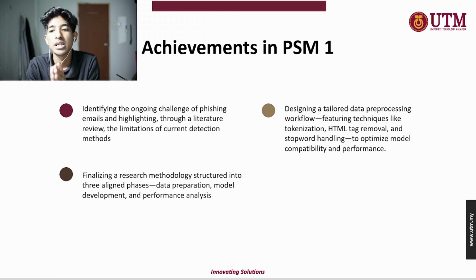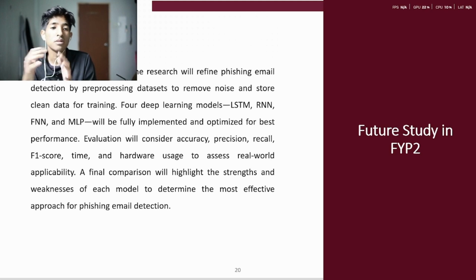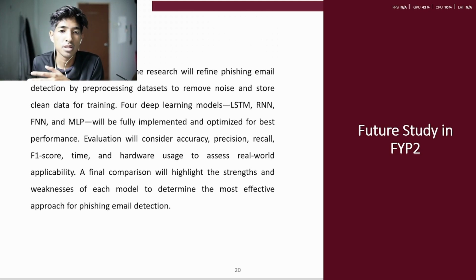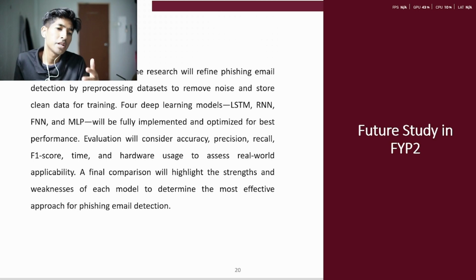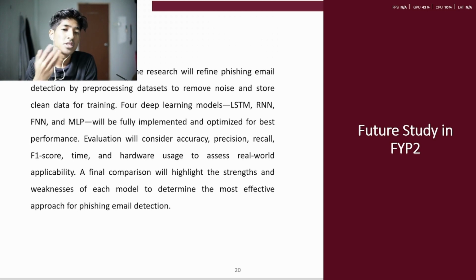And then we designed a tailored data pre-processing workflow. For example, we use tokenization, HTML tag removal, and stop word handling. All of these methods make our dataset better, and in some ways allow our model to learn better. So for the future study in FYP2, what we will be doing next semester is to refine phishing detection by pre-processing the dataset first, removing noise, tokenizing, and applying feature engineering, and then we train our model.